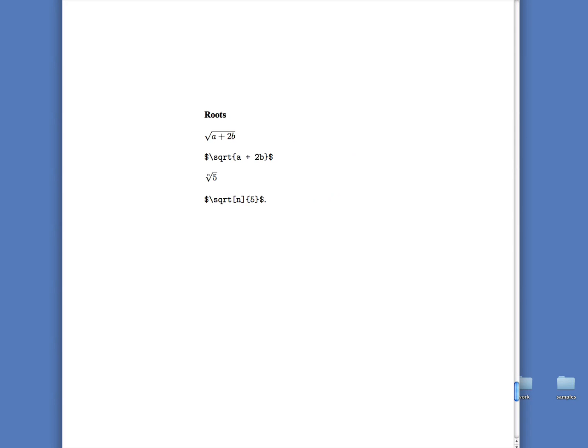Roots is a simple topic. Square root is sqrt. The argument goes under the square root. It could be any formula. And if you want an nth root as opposed to a square root, n is an optional argument, like in this example. LaTeX has the ability to change the position of this n if necessary. Look it up in my book. There are really very fine adjustments you can make.